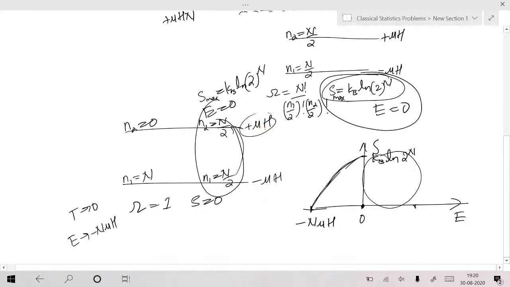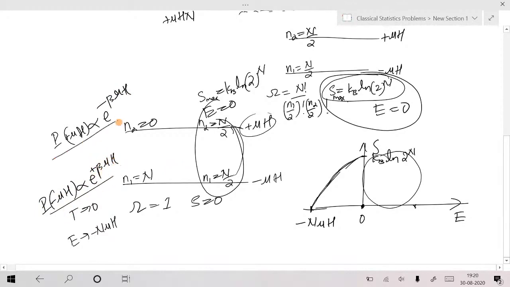When it is in thermal equilibrium, that will not happen, because your probabilities are guided by the factor proportional to e power minus beta mu h. So the probability of getting minus mu h is e power plus beta mu h, isn't it? I have shown that this probability will tend to half when you have a very large temperature, isn't it? I think I have discussed this in class.